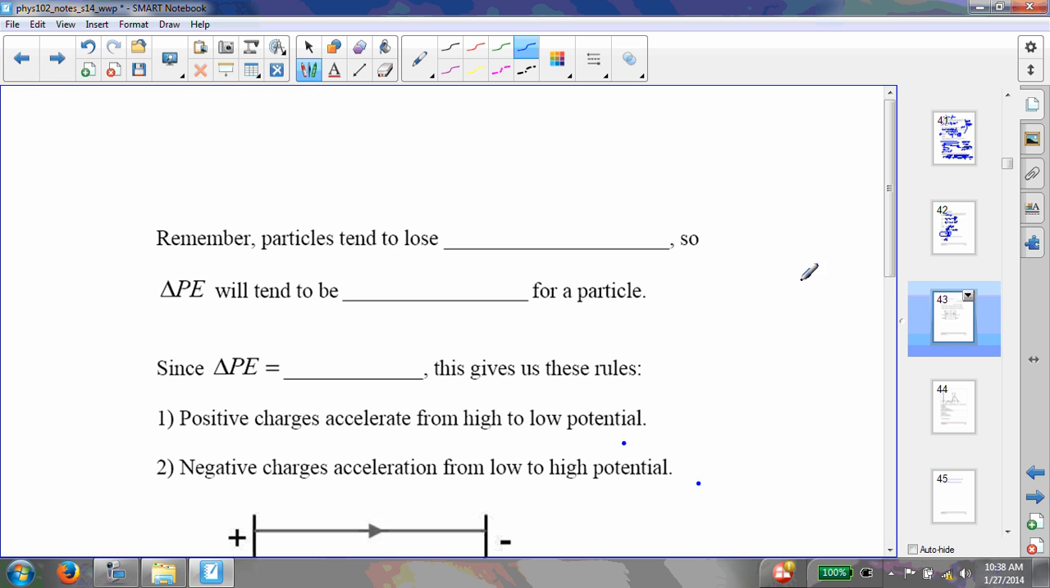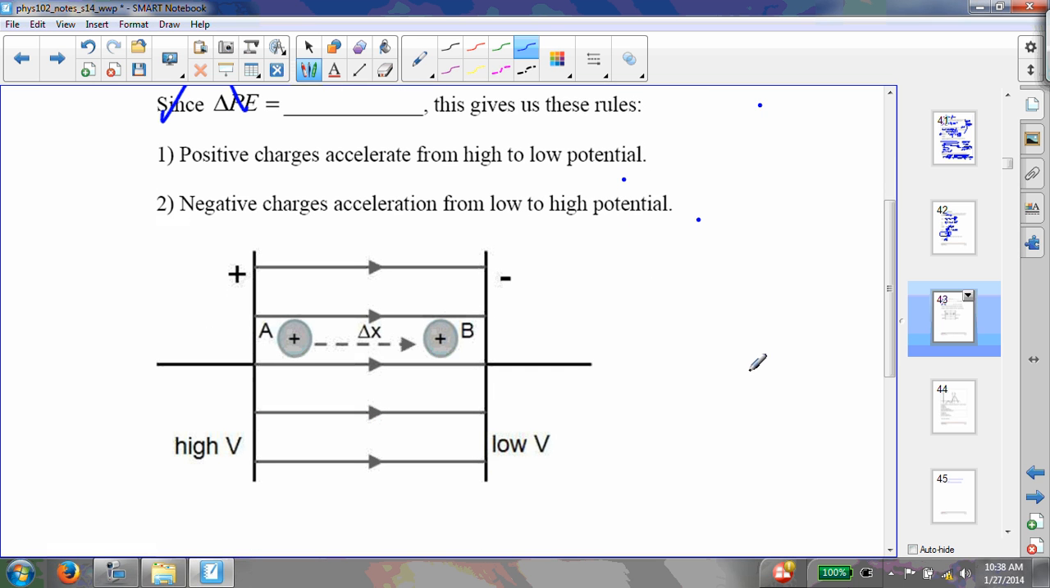There are a couple little things. I'm going to skip this. I think I can show you this without saying it in words. We have a couple of things: positive charges tend to accelerate from high to low potential. So if I have a positive charge, it's going to go from a high to a low potential.